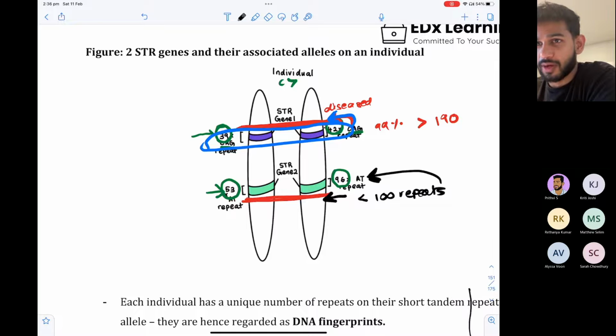Any questions so far about short tandem repeats? Please ask away. Any questions at all?